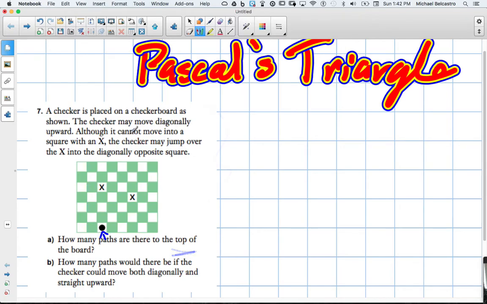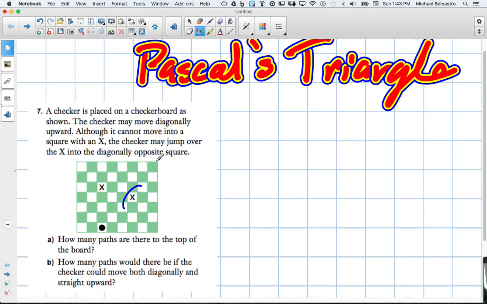The checker may move diagonally upward. In other words, we're going to assume upward is this direction, and it can only go on diagonals. In other words, it cannot touch any of these green spots here. It can only touch the white spots for now. Although it cannot move into a square with an X, these are no good, the checker may jump over and into the diagonal opposite square.